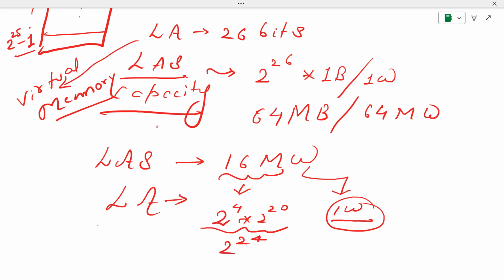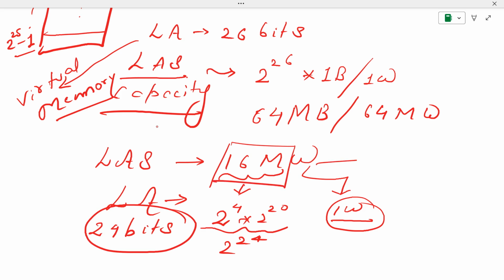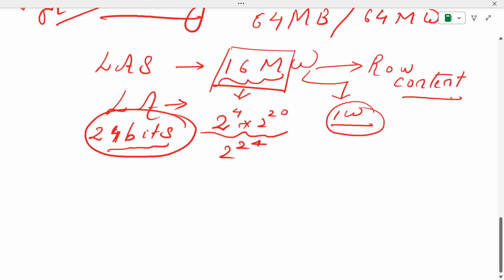So the logical address would consist of 24 bits, right? We just have to look at this part, because this part will give the number of rows, or you can simply say that it gives the width of the address. Okay. So from the number of rows we can calculate the number of bits required to represent each row. And it is very simple.